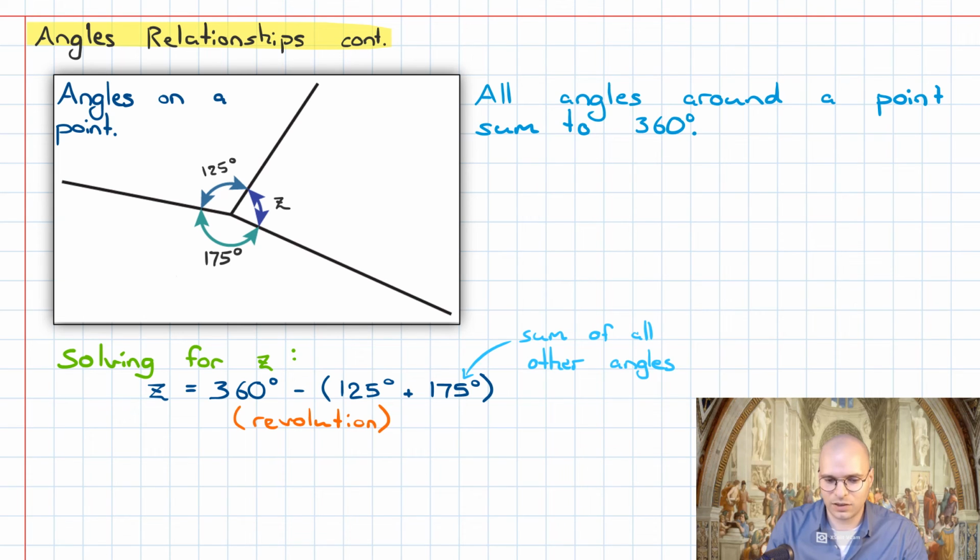We state using geometric reasoning that this is revolution, or we can state that it is sum on a point. You just need to communicate that you know this relationship here. Solving for z, we discover that z must equal 60 degrees for this property to hold true.